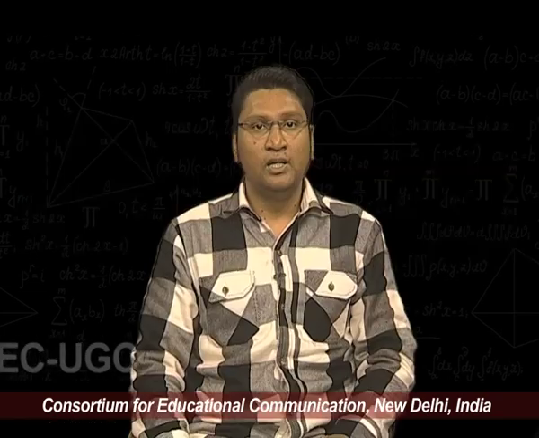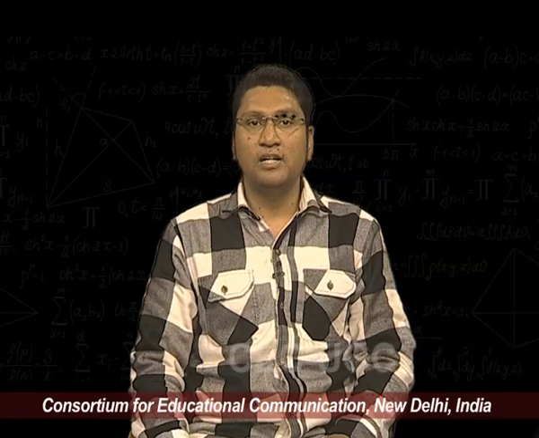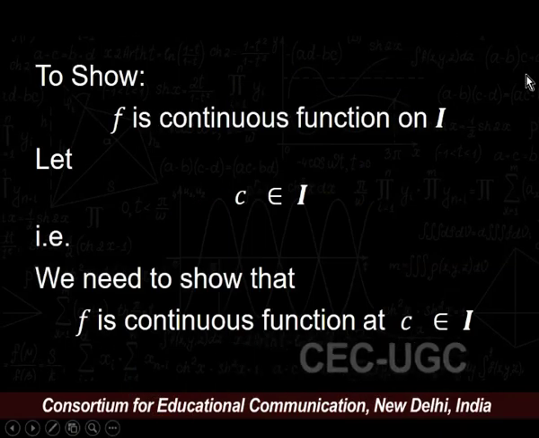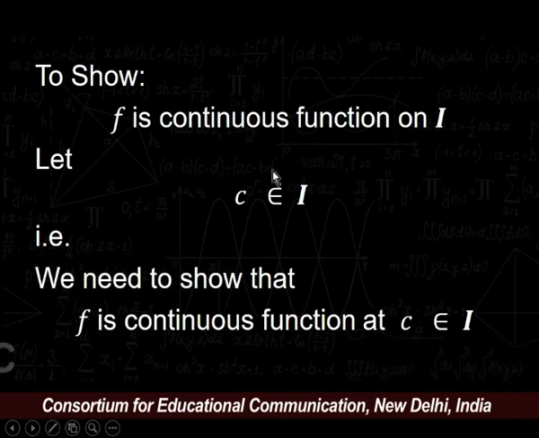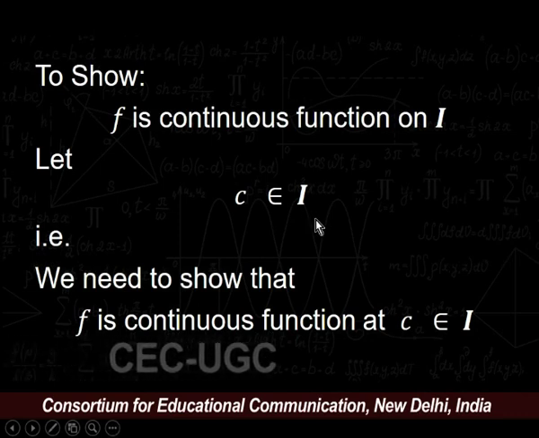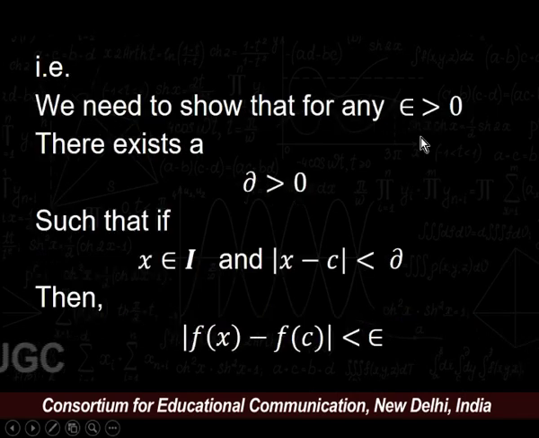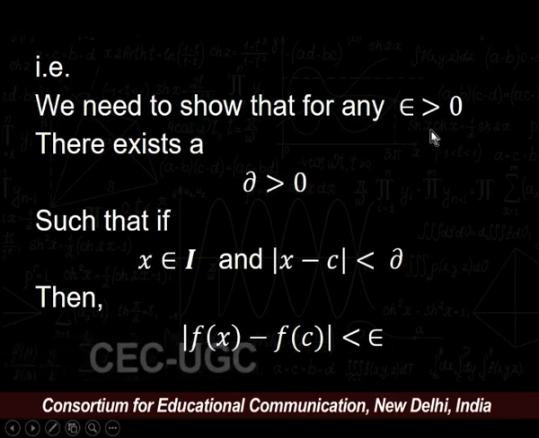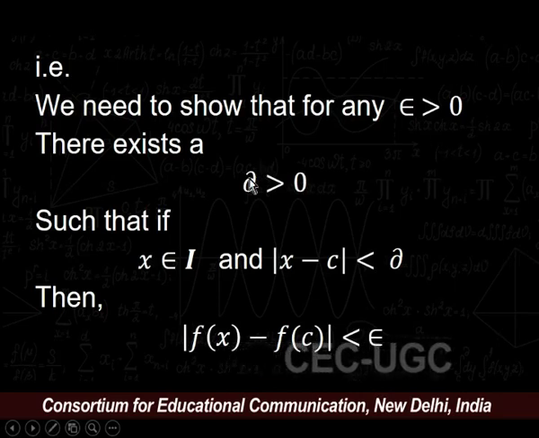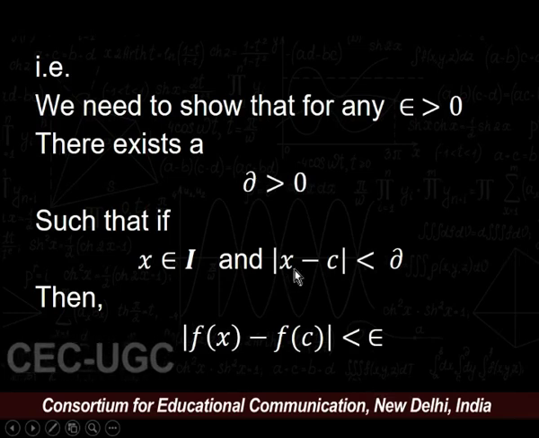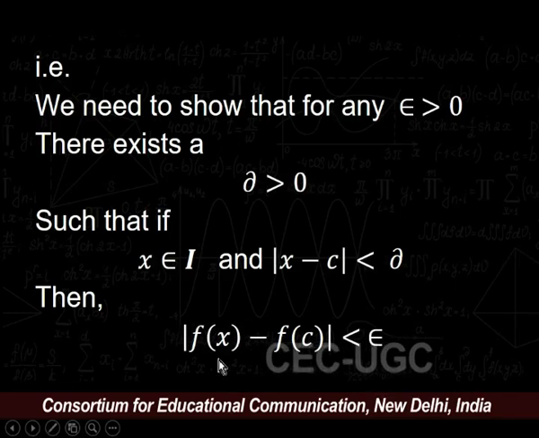Let us start with the proof. Let I be a subset of R and consider a function f from set I to R which is uniformly continuous on that interval. We need to prove that f is a continuous function on the interval I. For that, let c be any random element of I. That means we need to prove that the function f is continuous at that particular point. By definition, we need to show that for any epsilon greater than 0 there exists a delta greater than 0 such that if x belongs to I and modulus of x minus c is less than delta, then we must have modulus of f(x) minus f(c) is less than epsilon.